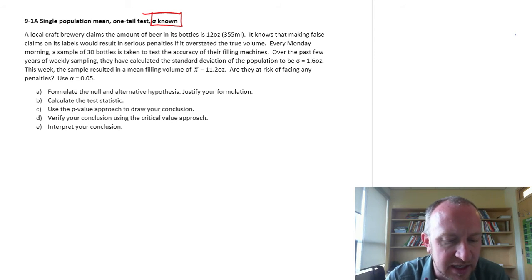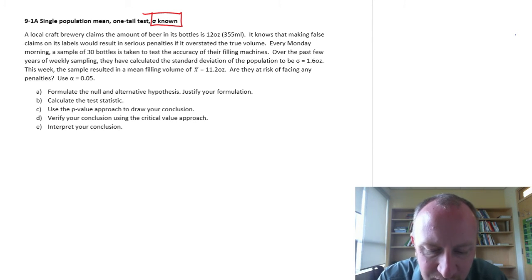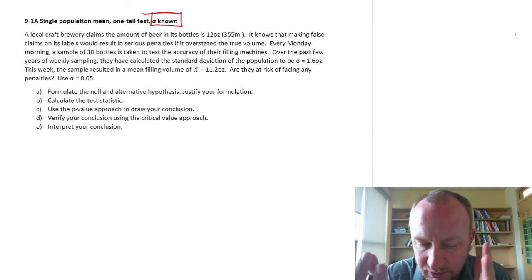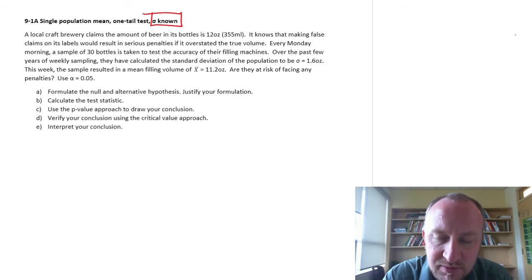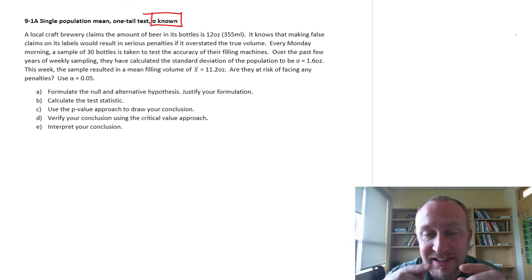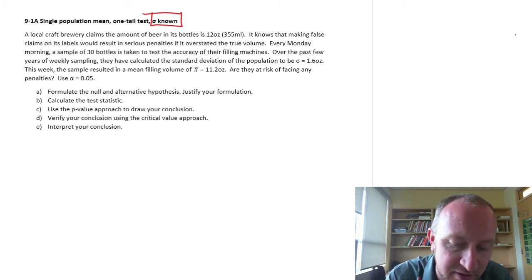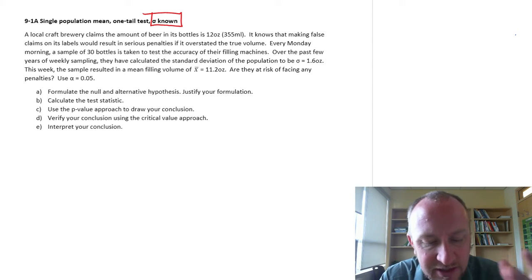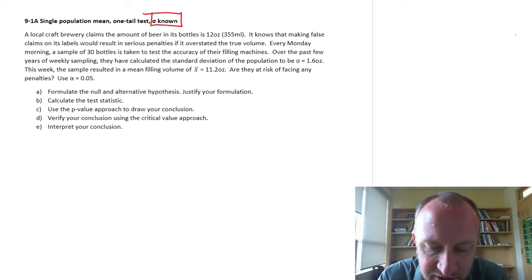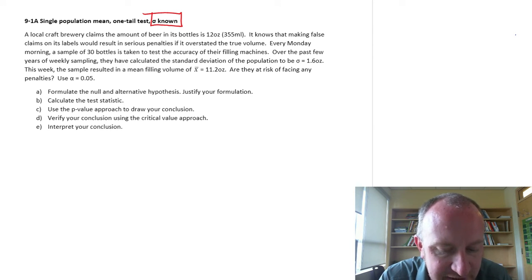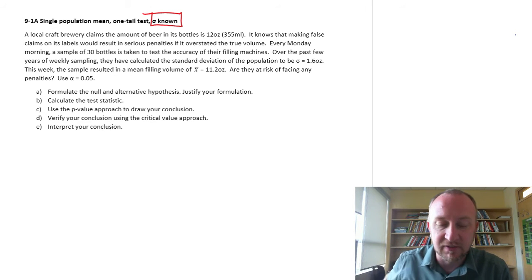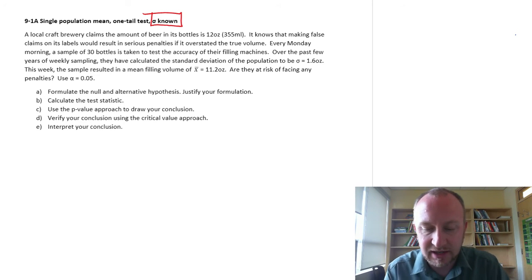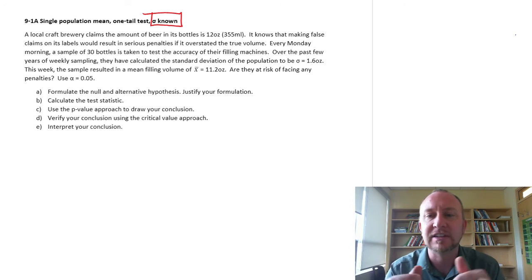So here we have a local craft brewery that claims the amount of beer in its bottles is 12 ounces. If it makes false claims on the labels, it could result in some serious penalties if it overstates the volume. So we've got a bottle of beer that says it's got 12 ounces in it, and we want to make sure that it's got at least 12 ounces in there. Every Monday morning, we take a sample of 30 bottles to test the accuracy of the filling machines. Over the past few years of weekly sampling, we've obtained the standard deviation of the population as 1.6 ounces, and then we have our sample filling volume of 11.2 ounces.